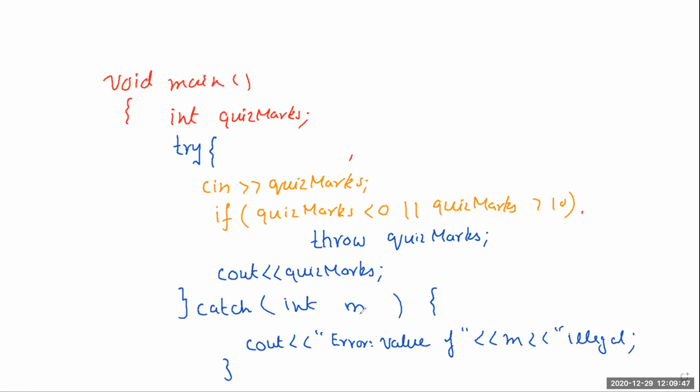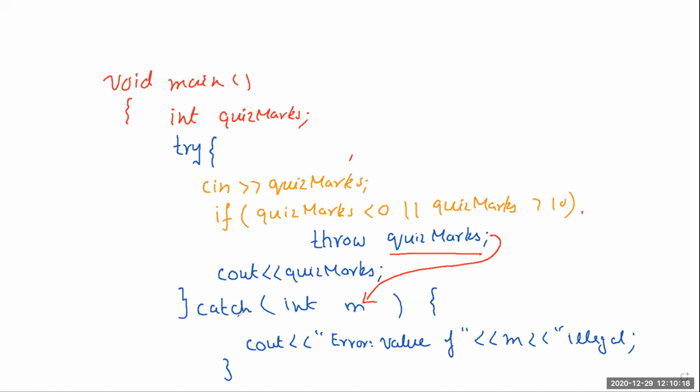Now you see, just like a function argument, a catch block has an argument. And if you remember, what did I tell you? Whatever you throw, you catch it. So what we were throwing was an integer. This is what we were throwing. So this quiz marks will be copied in this m. Now let's first see the sequence and then discuss what will happen.